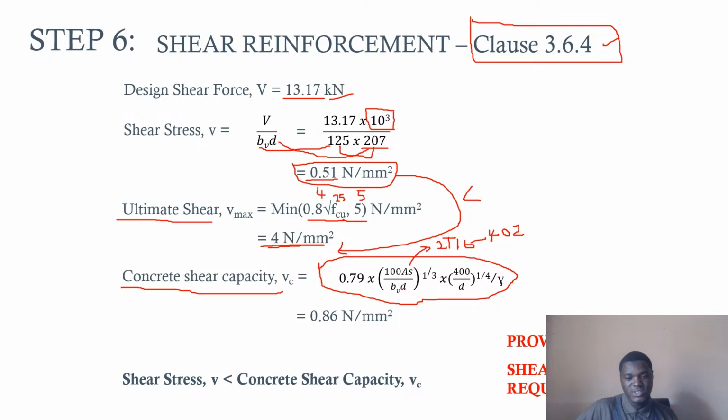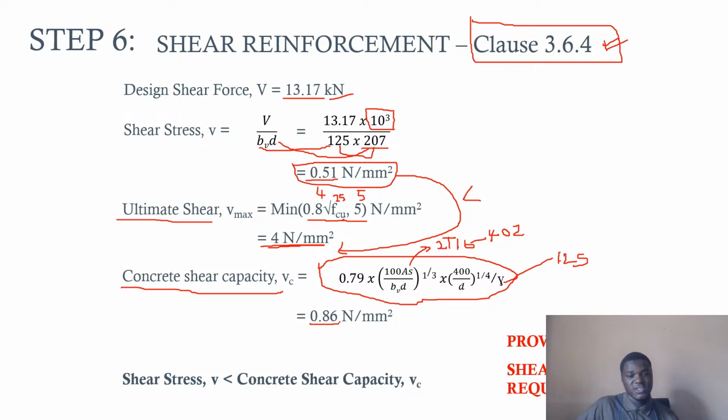We know what D is. D is 207. Multiply by h power 1 over 3. Multiply by 400 over D, h power 1 over 4. Everything divided by gamma. This gamma is usually taken as 1.25. If you check this clause, you are going to see the detail. So if you make this computation, you are going to end up with a concrete shear capacity of 0.86.